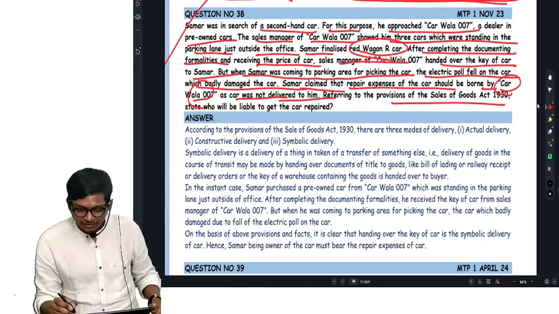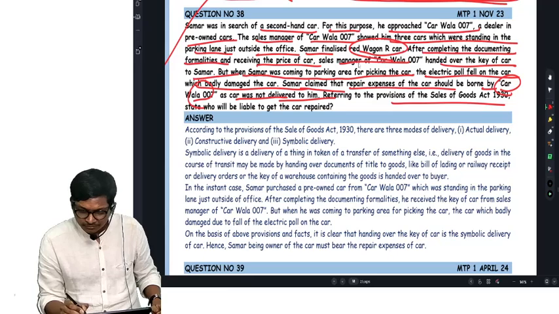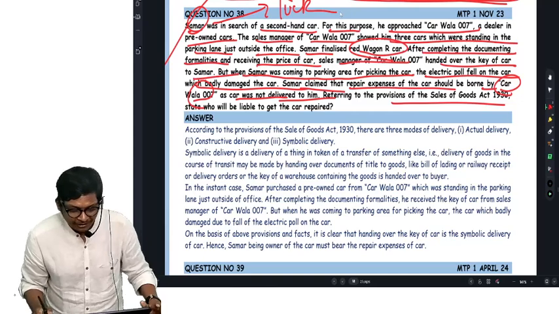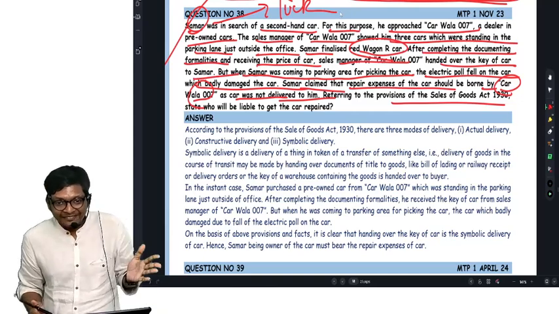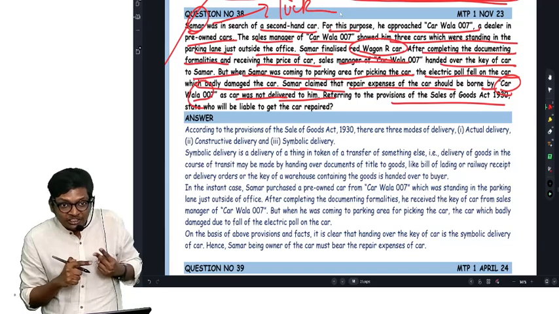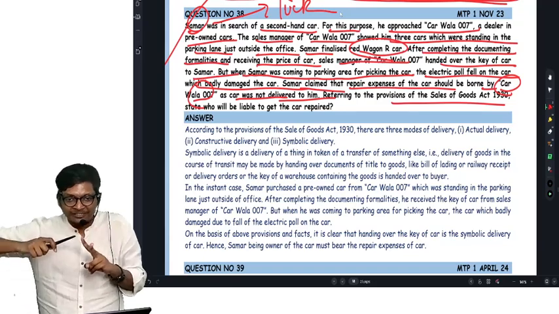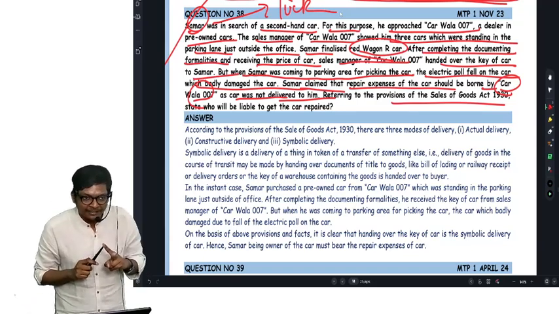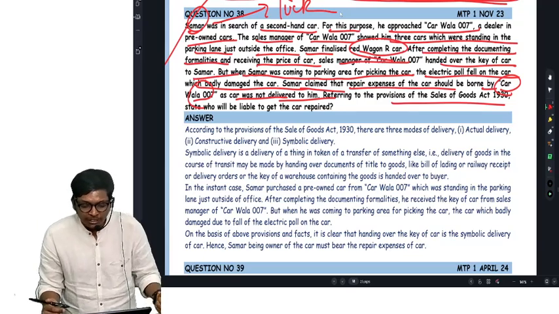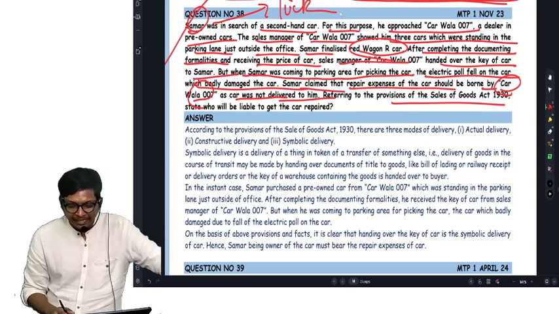Buyer. Who is the buyer? Who? Samar and luck don't match. Samar's luck is like this. Because here delivery is completed, symbolic delivery, and ownership is transferred. So I will write 2 concepts. Delivery is completed, symbolic delivery, and risk follows ownership. Here who is the owner? Samar is the owner. He has to bear the risk.